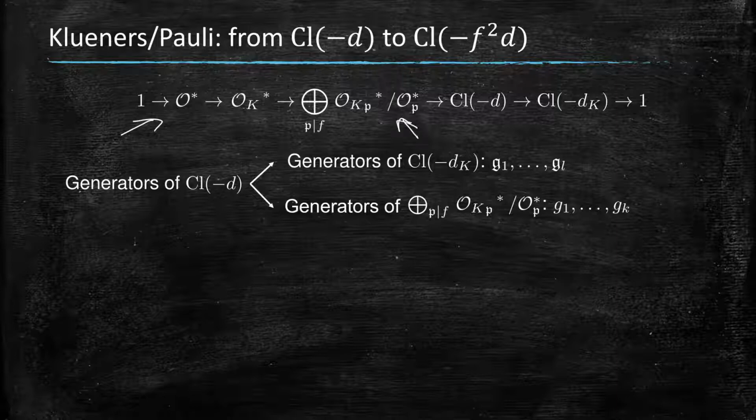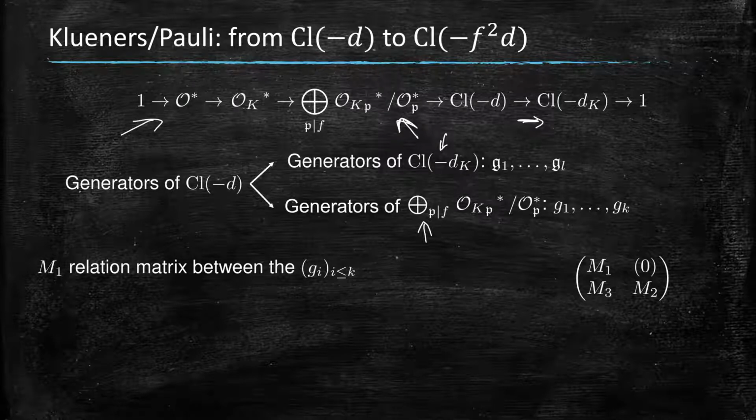But what we're really interested in is this group here, whose image is the kernel of this map of the class group, which is bigger. So the class group of discriminant minus d is bigger than the class group of the maximal order, d being larger here. Now the generators of the class group are the generators of the class group of the maximal order and the generators of that group here.